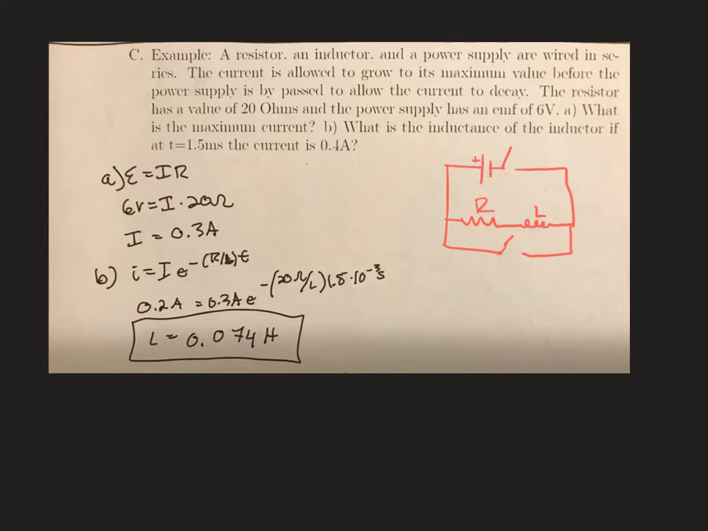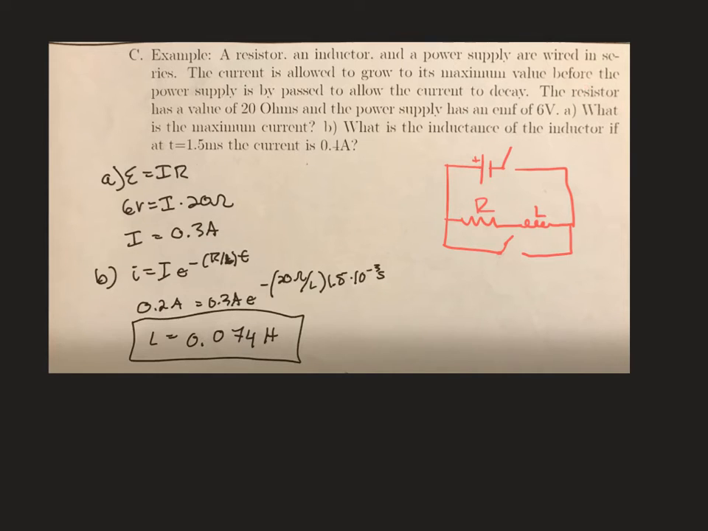Alright, so we have our setup here where we have a resistor, an inductor, and a power supply that are wired in series. And then we're going to close the switch here and we're going to allow the maximum current to be reached. We're then going to open this switch, close this switch, so we just have the resistor and the inductor in the circuit together so that the current can be allowed to decay.